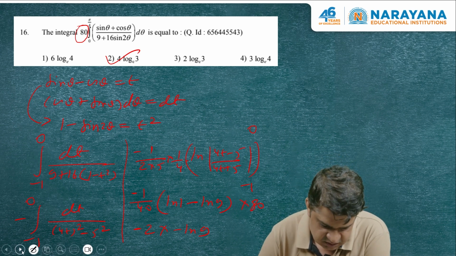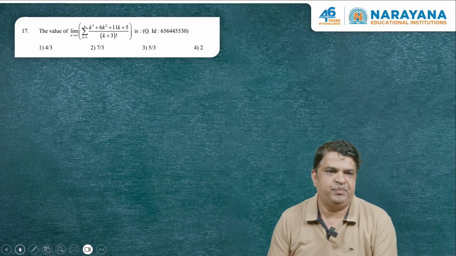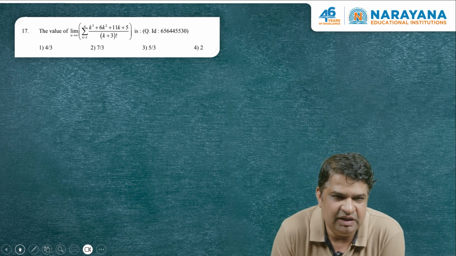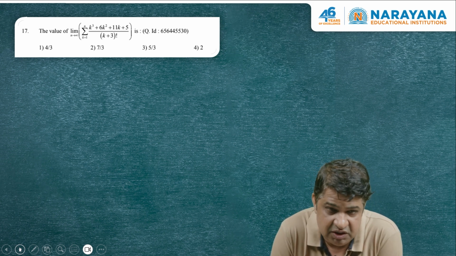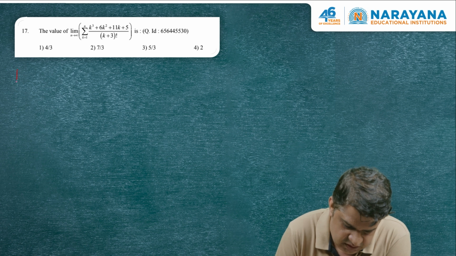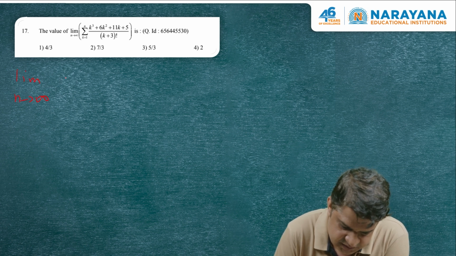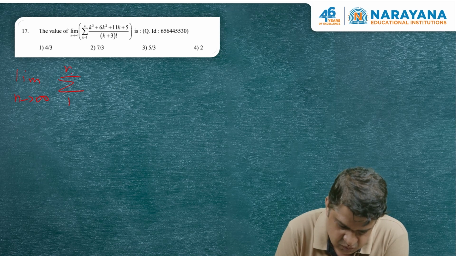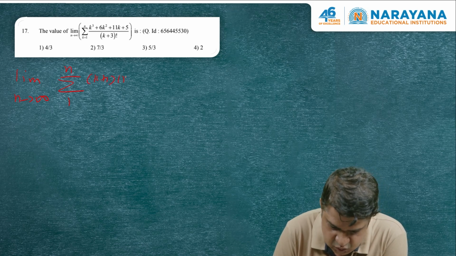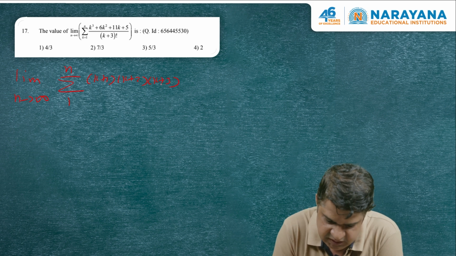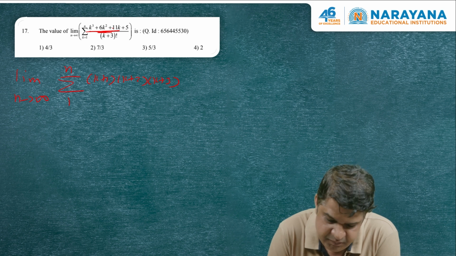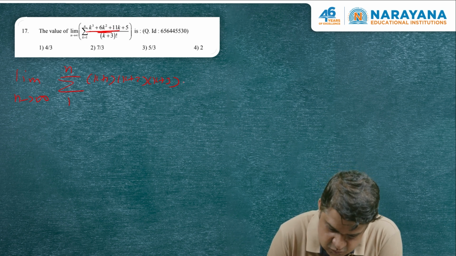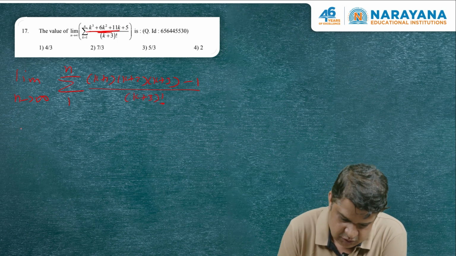So, let us move to the next question. Basically, k cube plus 6k square plus 11k plus 6 is (k plus 1)(k plus 2)(k plus 3). So, do one thing: limit n approaching infinity, summation k varying from 1 to n, (k plus 1)(k plus 2)(k plus 3). It is basically k cube plus 6k square plus 11k. Up to this it is matching, plus 6, but we have plus 5 to make it minus 1, divided by (k plus 3) factorial.